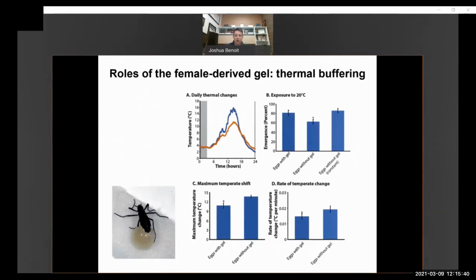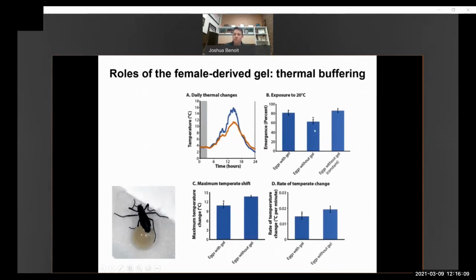Moving beyond some of the roles of this, this little gel is directly attached to surfaces. Does it assist in thermal buffering of the eggs? You'll see daily thermal changes that occur in some of these areas where these midges live. It can be pretty drastic. So we took eggs in the gel, eggs without the gel, and eggs without the gel at a constant temperature.